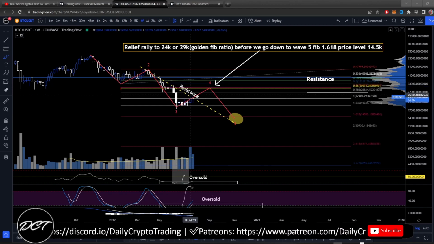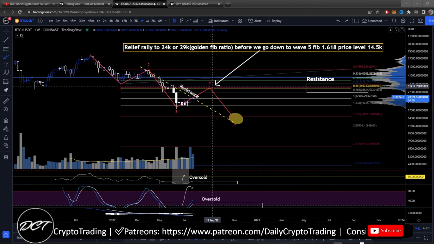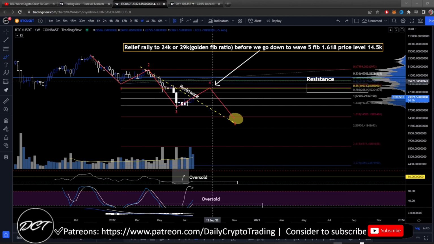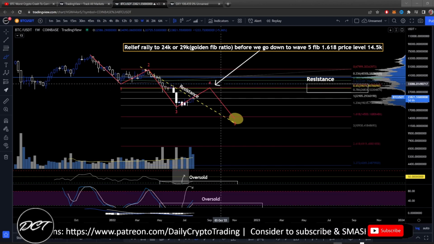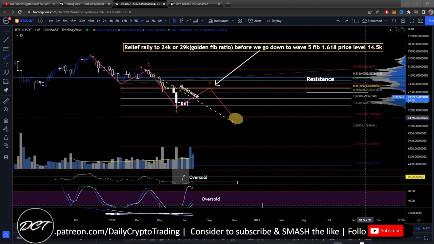So we just need to see if it breaks this resistance at 24k. If it does that, we are going to 30k, maybe to 29k, and then we will get a rejection. We might even surpass it, surprise some people, and then we will go back down to the fib level 1.618. I still believe this goes to around 30 to 40,000. That is my TA. So far it's holding.